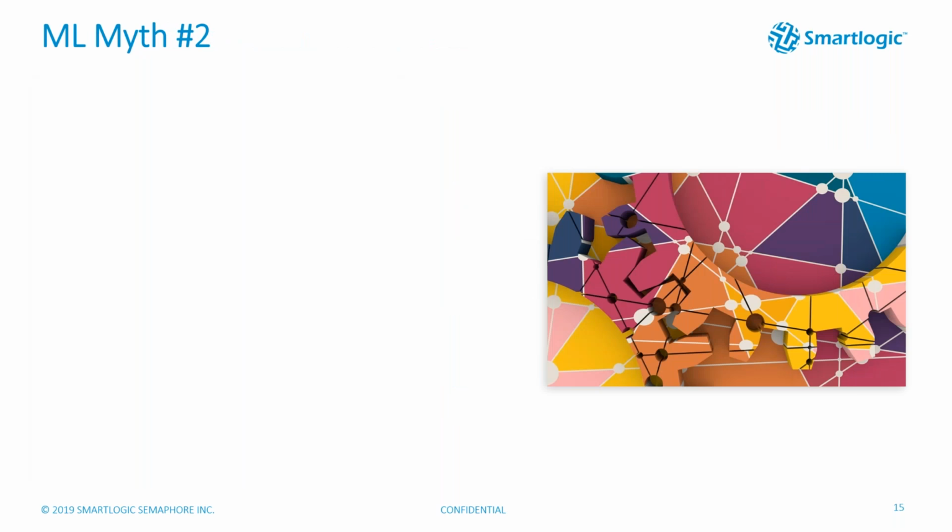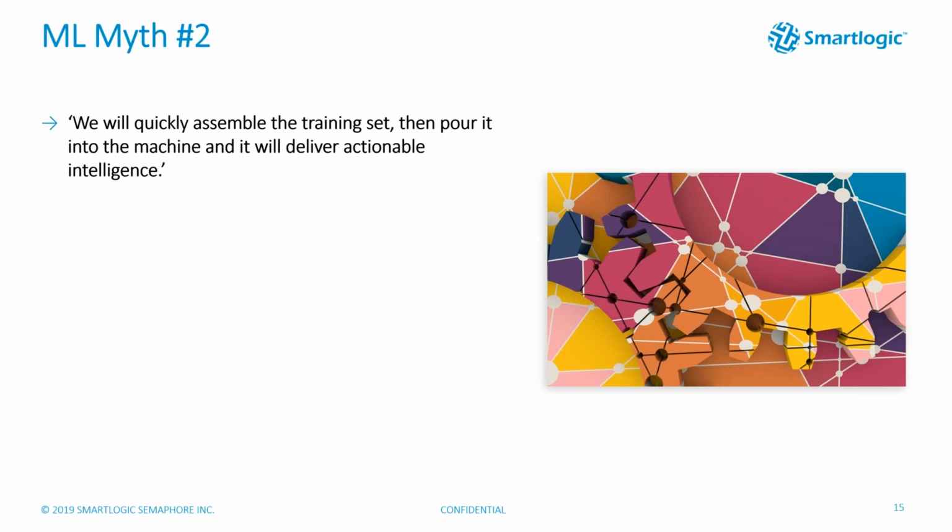We move on to the second myth I want to talk about. The second myth is we will quickly assemble the training set, then we will pour it into the machine, and it will deliver actionable intelligence. Well, actually, as we've seen, this is a lot of effort, time, and requires specialist skills. Getting these sets together is time-consuming, and it's intellectually difficult.